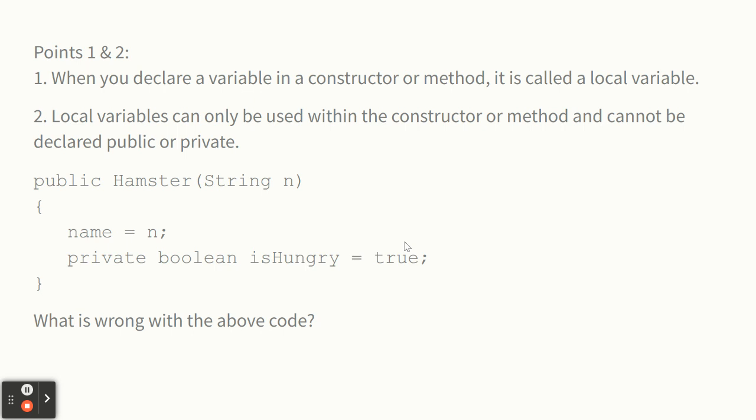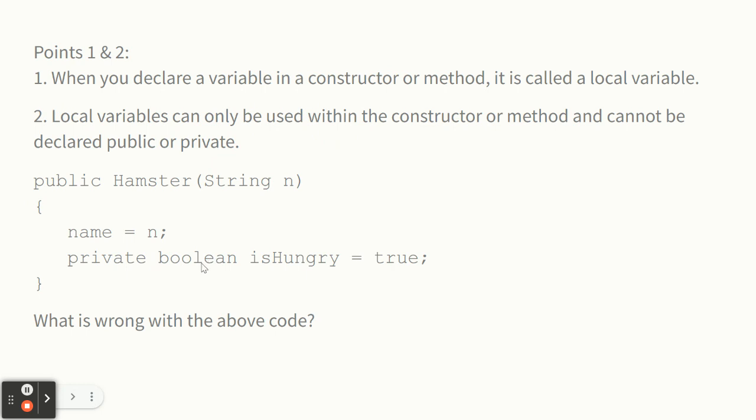What's wrong with this code? Somebody besides Joshua, given what I just told you. Yeah, Brendan. No, it's okay to have it. This is a constructor for a hamster class. String n sets the name to n. What's wrong is it says private boolean isHungry equals true. You're not allowed to declare variables private or public inside of methods, only at the very top of a class.